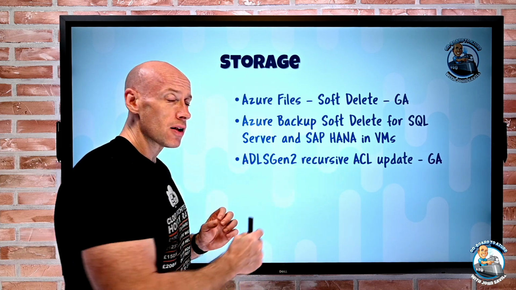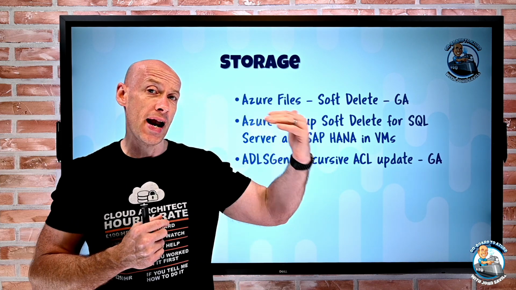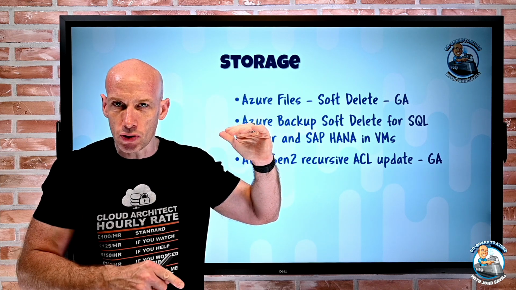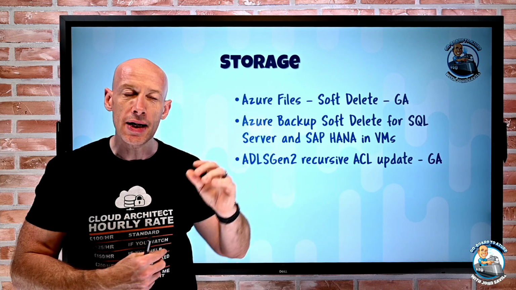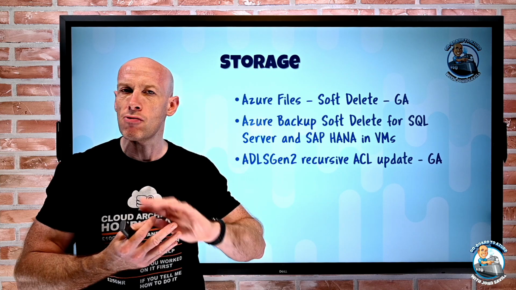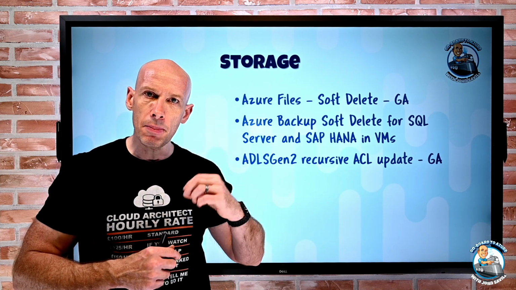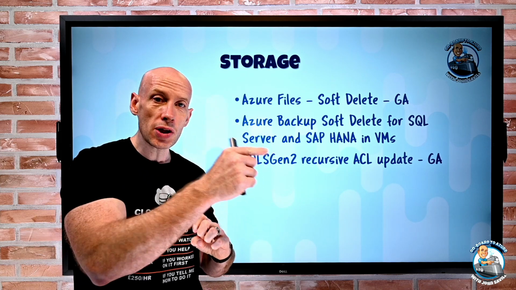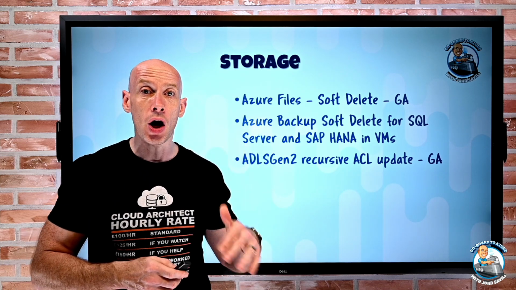And so the ACLs always got inherited from the parent, but if I changed the parent, it didn't change the children. I'd have to go and manually update those children. So now there are operations for PowerShell, CLI, REST, etc. that let me update the ACL of the parent object, like the folder, and it will automatically get applied to all of the child items.